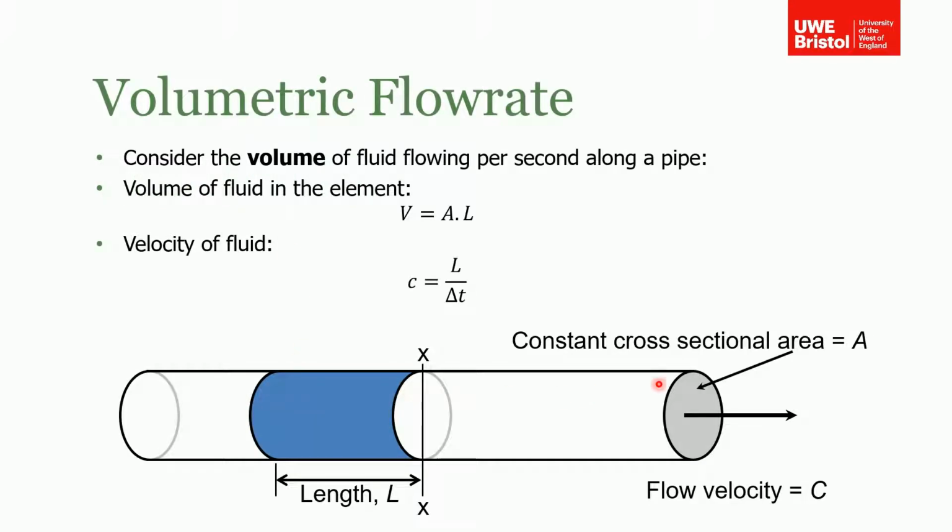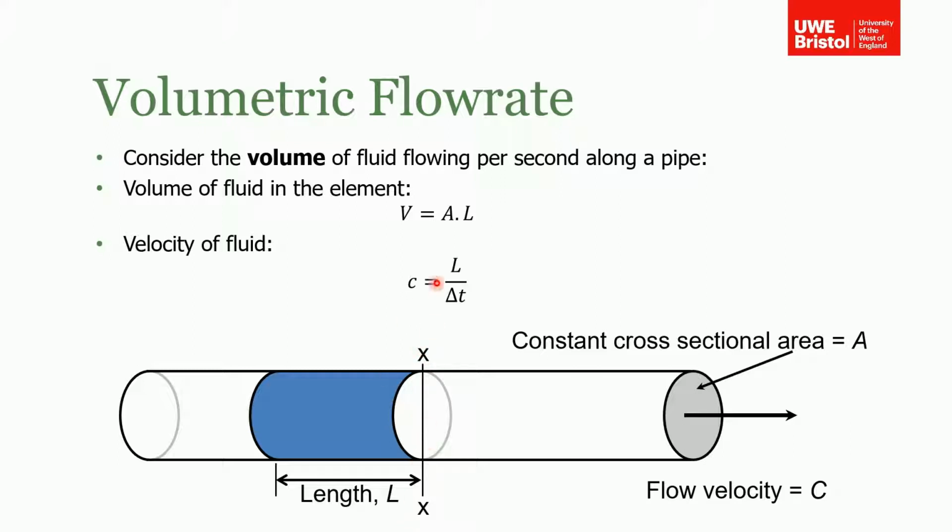So we're just going to consider this pipe here for both the volumetric flow rate and for the mass flow rate. This pipe has a constant cross-section area A, and the fluid flowing along this pipe has velocity C. We're first going to consider the volume of liquid flowing along this pipe per second. In 1 second we have a length of fluid denoted L passing our datum here.